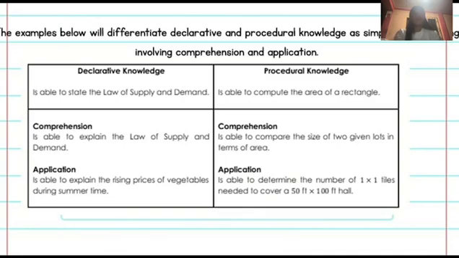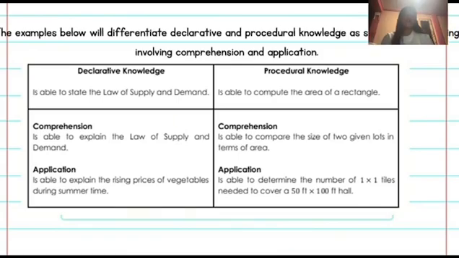So it involves information, factual information about the topic, the law of supply and demand. So for the example, is able to explain the rising prices of vegetables during summertime. So that is application or experimentation, it needs procedures to determine the prices, like is able to explain the rising prices of vegetables during summertime. So we can apply the reason.